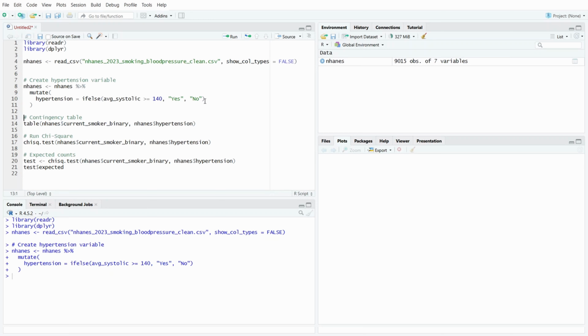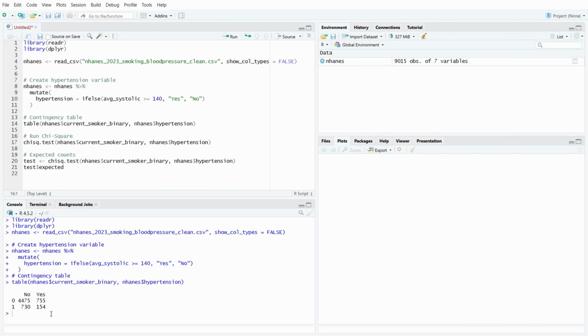Next, we create something called a contingency table. This table shows how many people fall into each combination of smoker versus non-smoker, hypertension versus no hypertension. It's a simple but powerful way to visually inspect whether smoking and high blood pressure might be related.